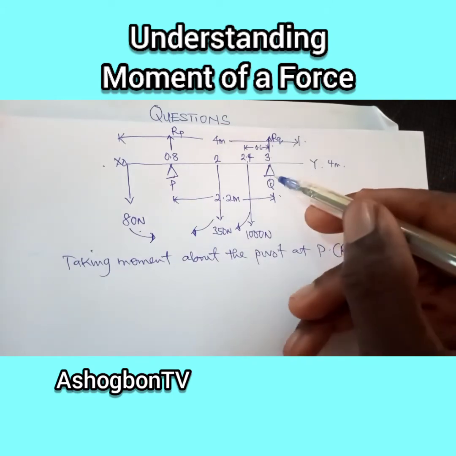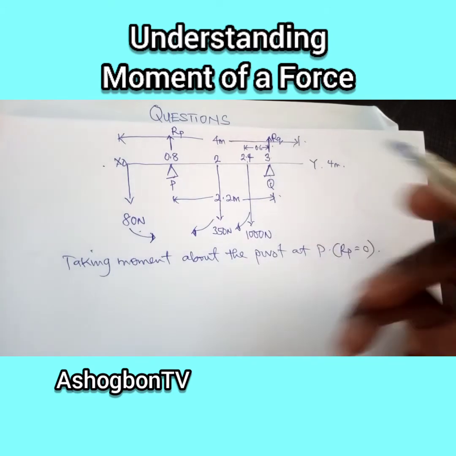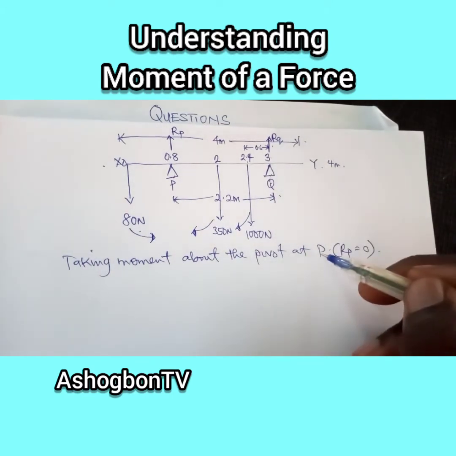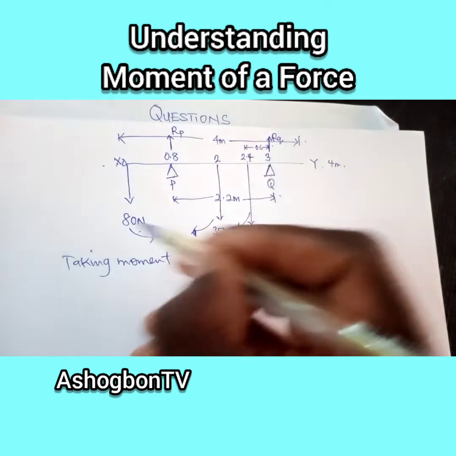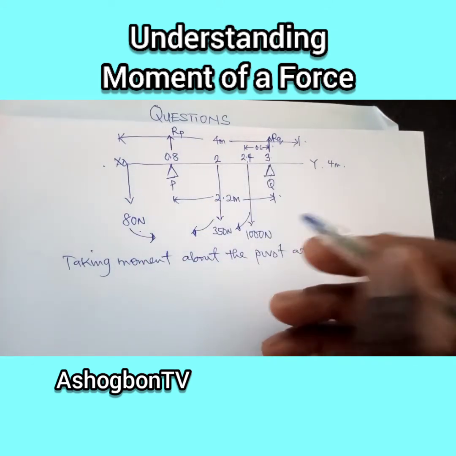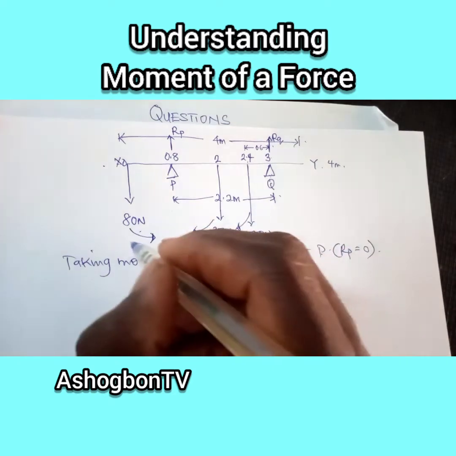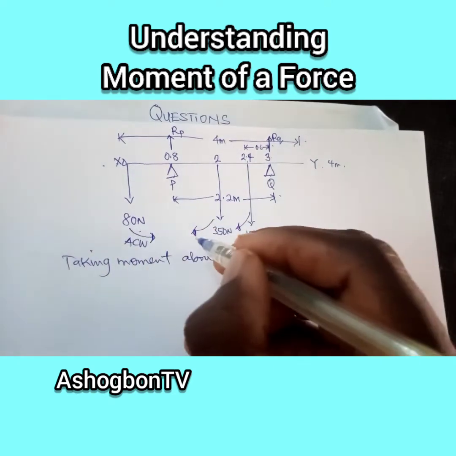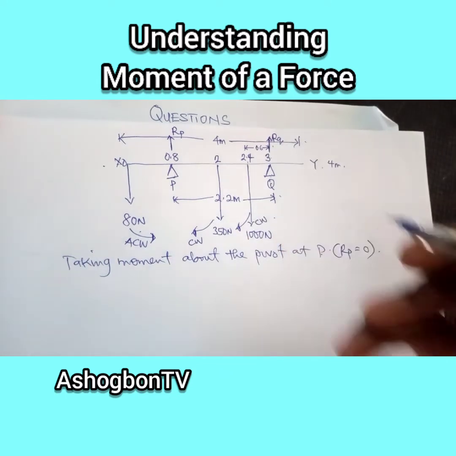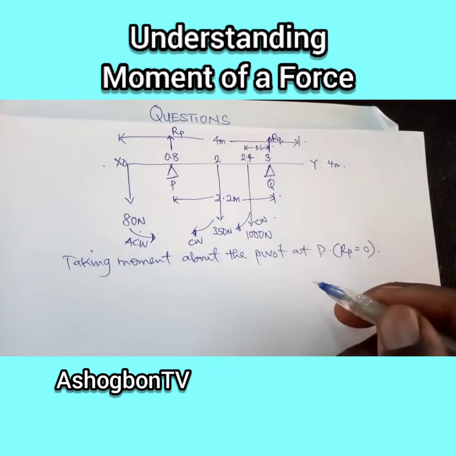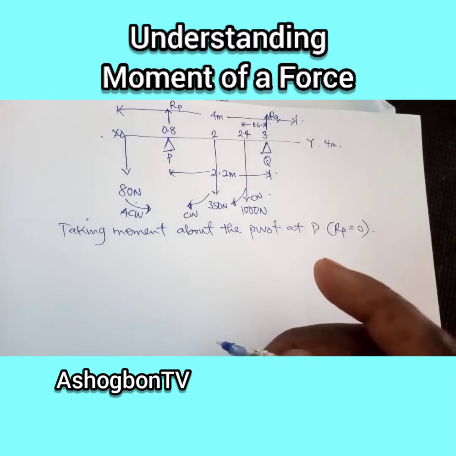Some will ask, why are they not swinging towards Q? Yes, they can, if we are taking moment about point Q. But here we are taking moment about point P, so they will all swing towards that point. So we can now say this is the anti-clockwise direction. This will be clockwise direction. This will be clockwise direction. So we have 2 clockwise directions and 1 anti-clockwise direction.